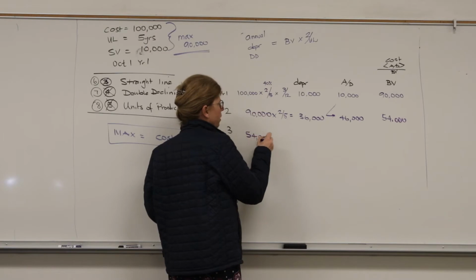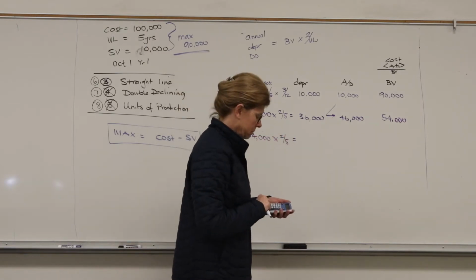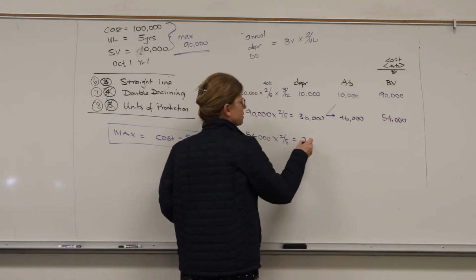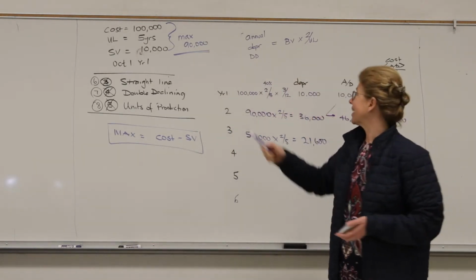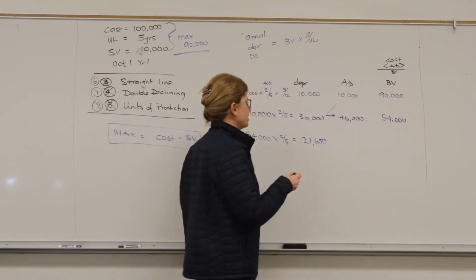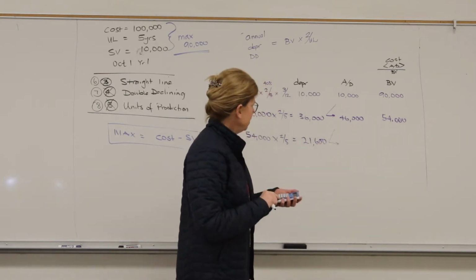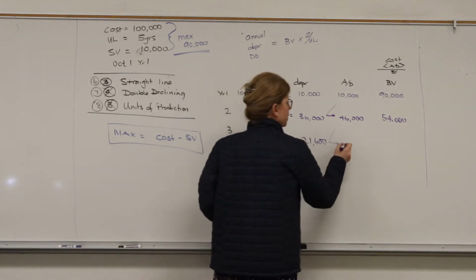Bringing 54 in to the following year, I multiply that by 0.4, and this gives me $21,600. I have to start being careful here, right? Because I cannot exceed 90,000. Double declining almost always exceeds. But when I take 60-something and 21-something, I'm not worried about exceeding 90. Not right now, anyway.